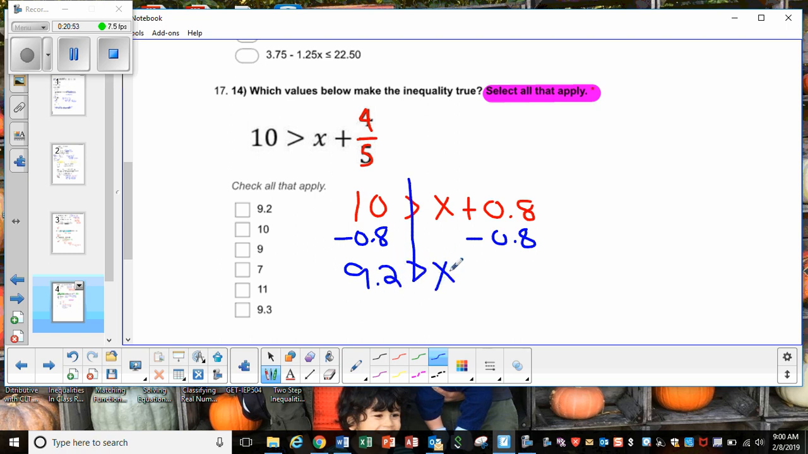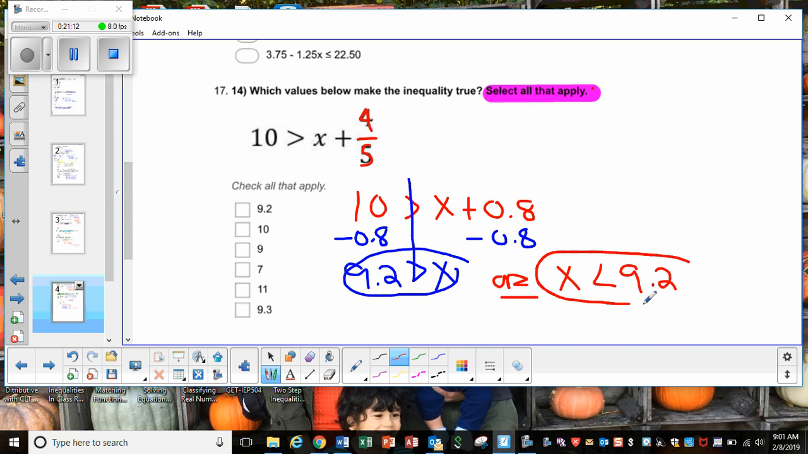Now, if you can't do that in your head, again, you can use a calculator. A lot of students don't like the fact that the variable is on the right side. So if you want to move the variable to the left side, you may, but remember, if you move the variable to the left side, you have to switch the direction of the inequality. So this statement can also read x is less than 9.2. So now I need to pick all of the values here that are less than 9.2.